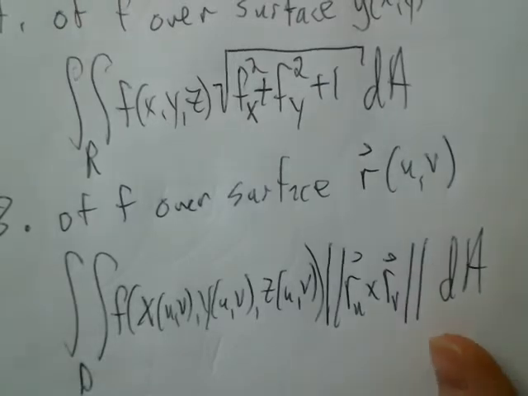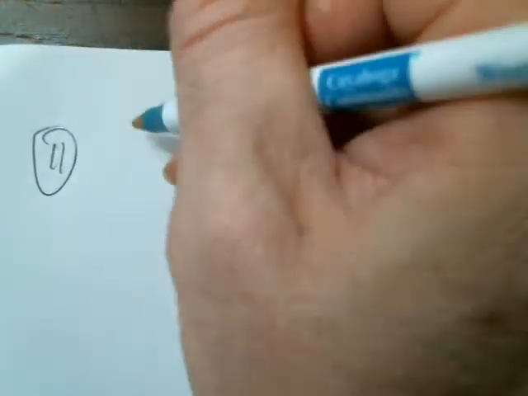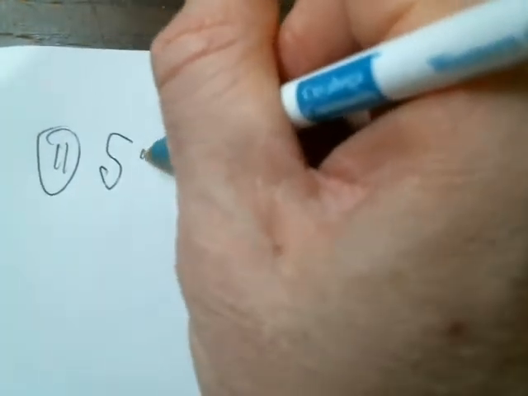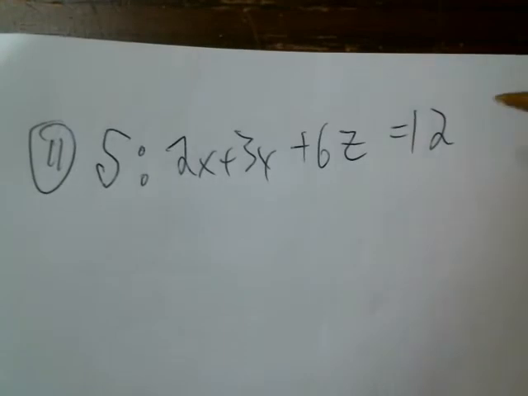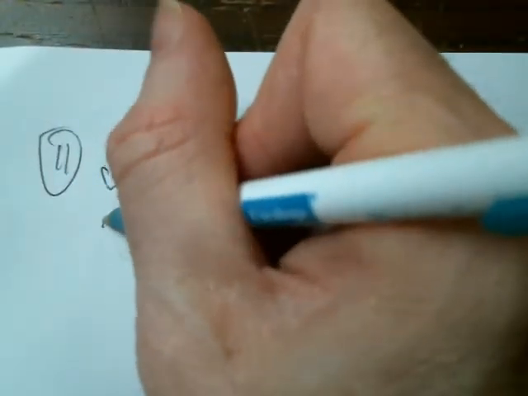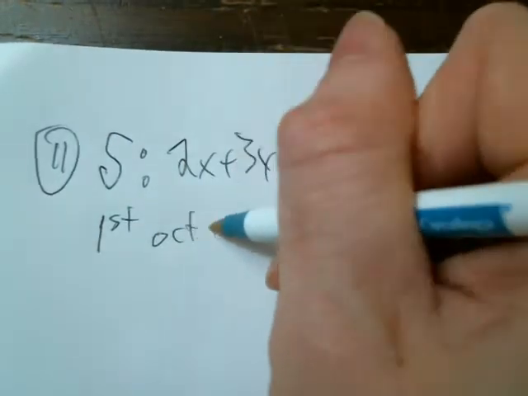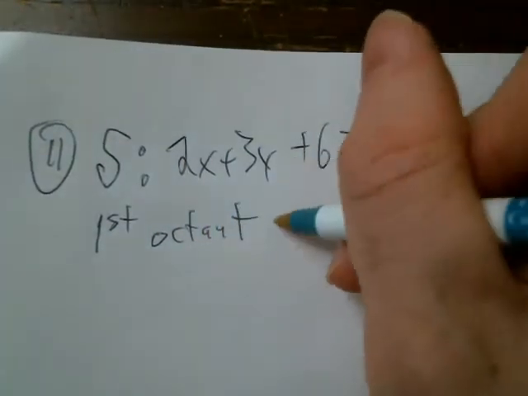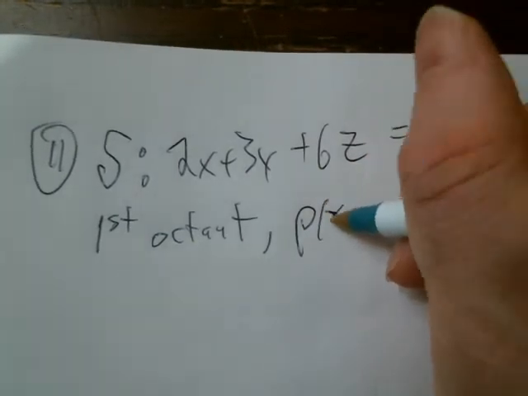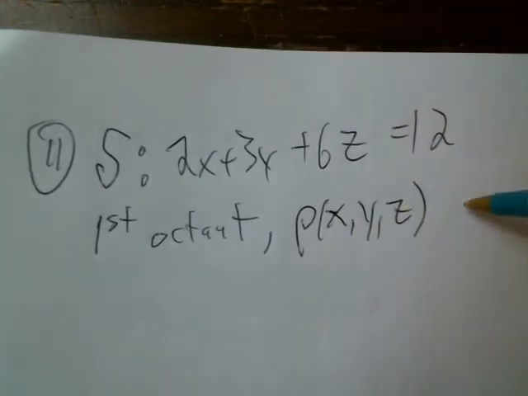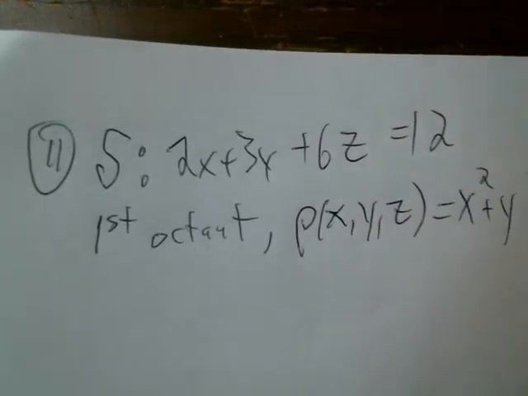Anyways, let's look at some examples now from the book of actually doing some of these. One application is finding mass. Find the mass of the surface lamina. The surface is given by 2x plus 3y plus 6z equals 12, and we're in only the first octant, and our rho function for the density is given by x squared plus y squared.